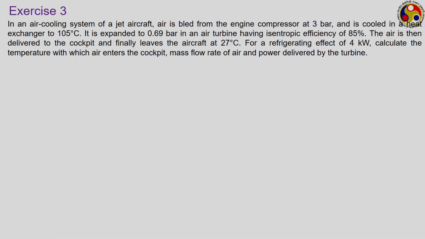Here we are talking about an air cooling system for a jet aircraft where air is bled from the engine compressor at 3 bar. Here we are not having a separate compressor; it is the gas turbine compressor which is running your aircraft. From there at 3 bar pressure some air is taken out, and in a heat exchanger it is cooled to 105 degrees Celsius. Now, we are expanding this to 0.69 bar in an air turbine having isentropic efficiency of 85%. The air is then delivered to the cockpit and finally leaves the aircraft at 27 degrees Celsius. We want a refrigerating effect of 4 kilowatt.